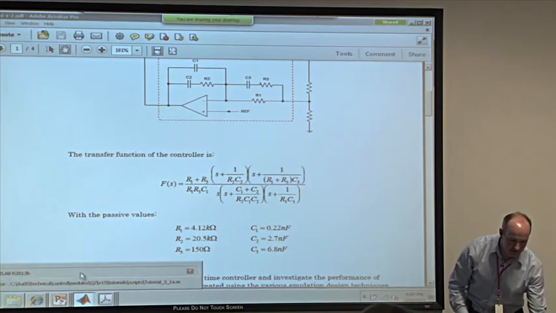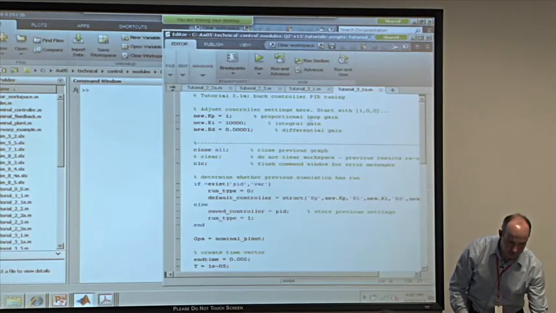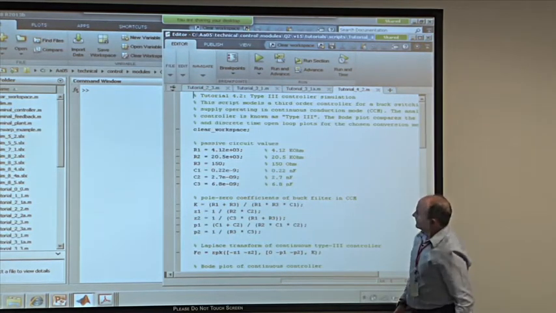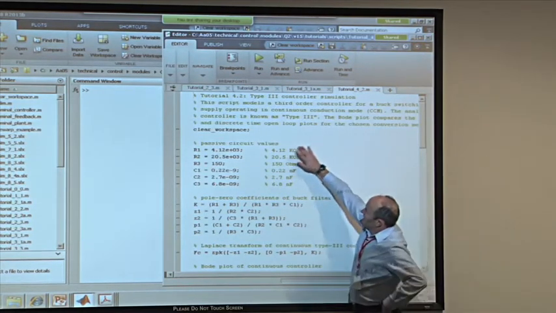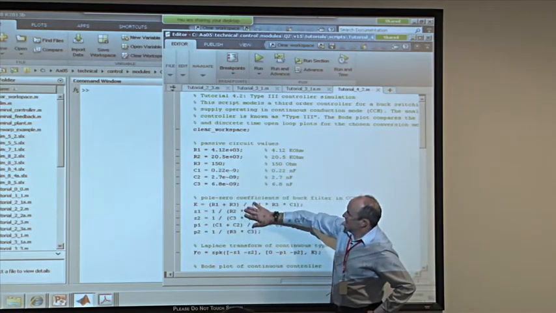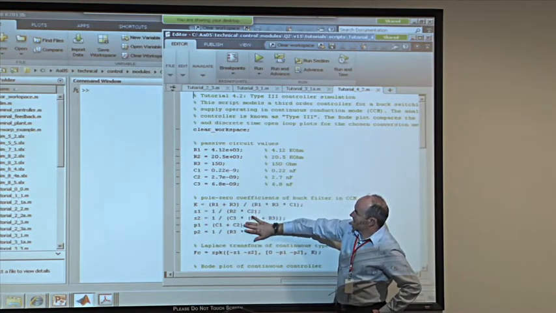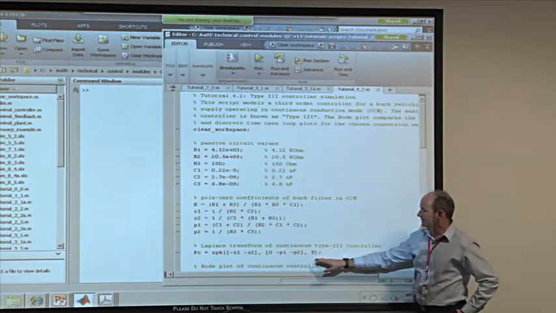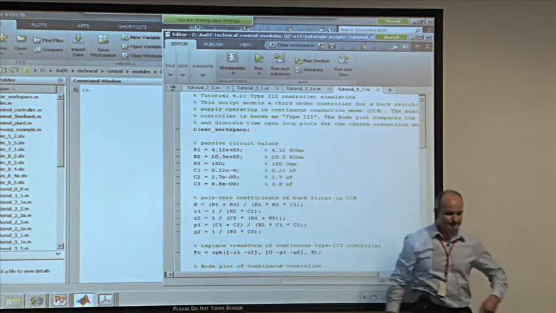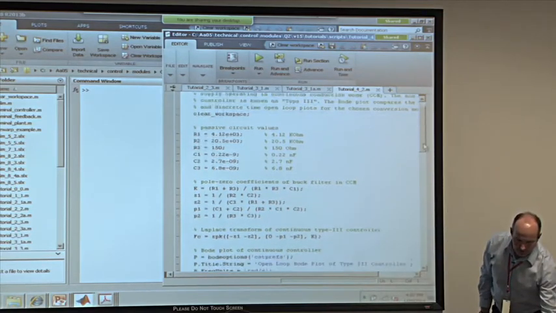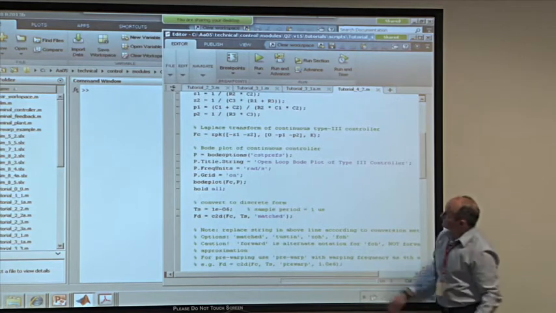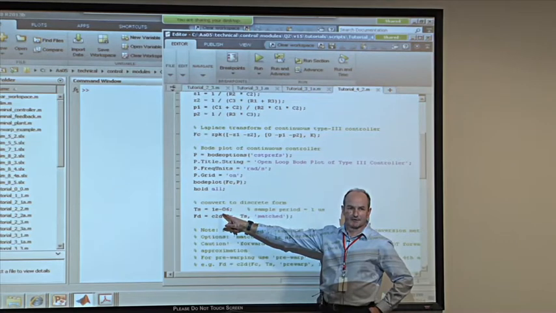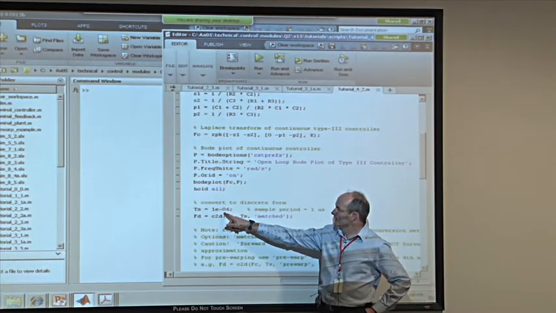Now, in MATLAB, the script that I need is this one. Let me walk you through it. So here are the passive values. Here I'm constructing the pole and zero frequencies based on those passive values. And down here, using ZPK, the zero pole gain approach to writing the transfer function. And then a little bit further on, I'm selecting a sample period of 1 microsecond. So that's equivalent to a 1 megahertz sample frequency.